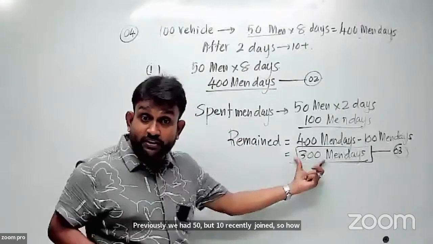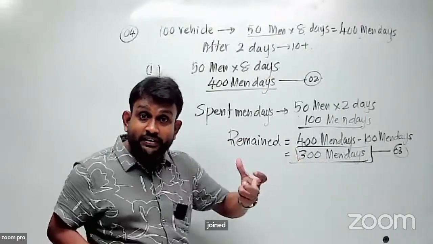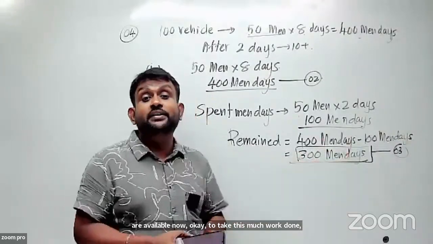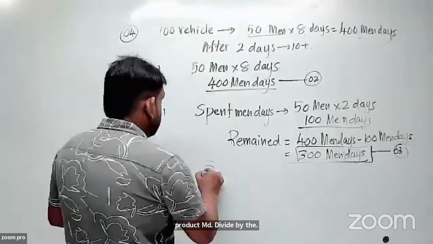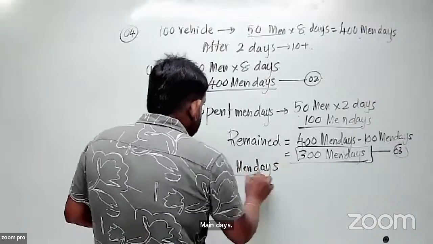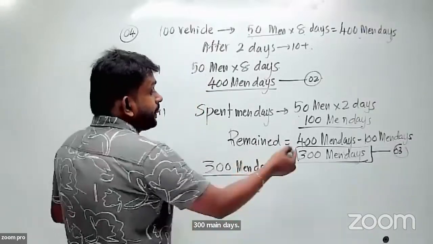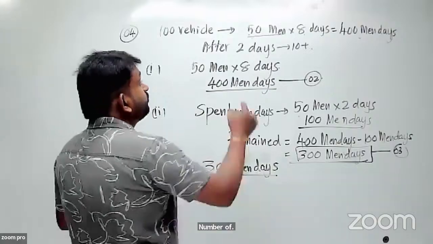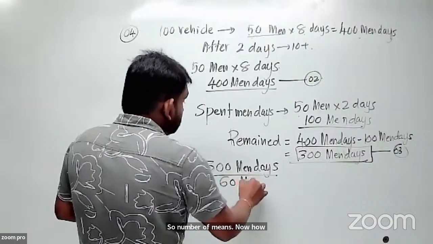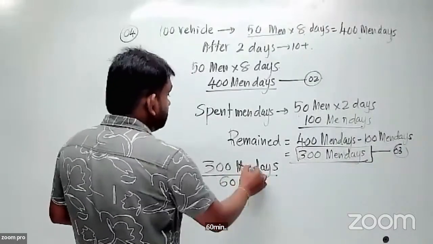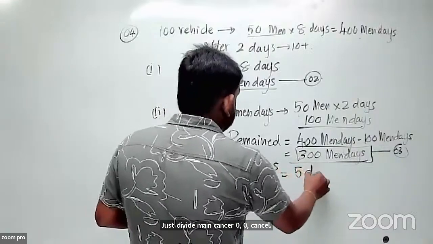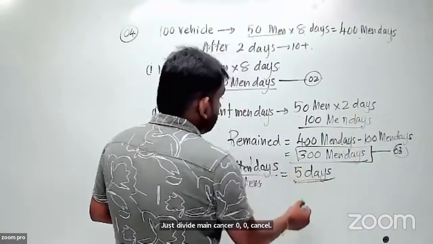Okay, to get this much work done, how to find the days requirement? Just divide the man days by the men available now. So you divide 300 man days by the number of men. The number of men now is 50 plus the newly joined 10, so 60 men. Just divide, zeros cancelled: 30 divided by 6 is 5 days. The requirement is 5 days.